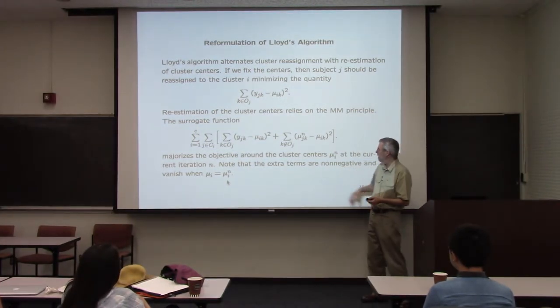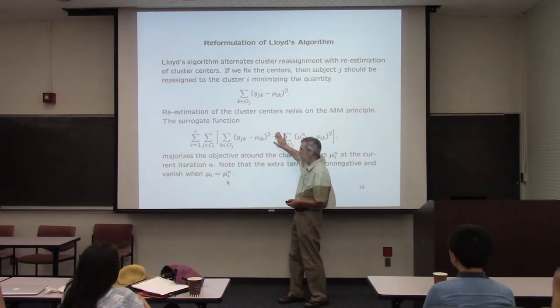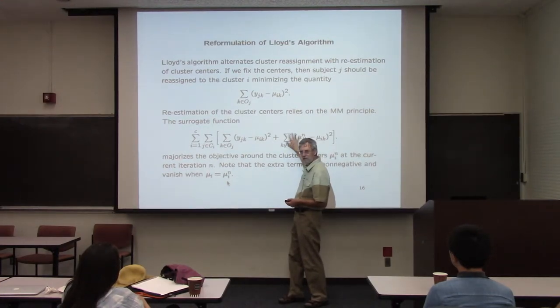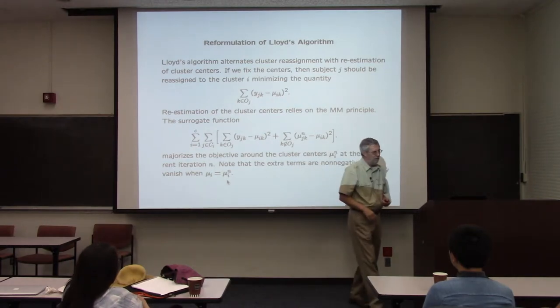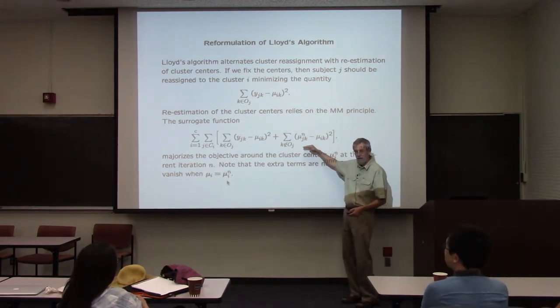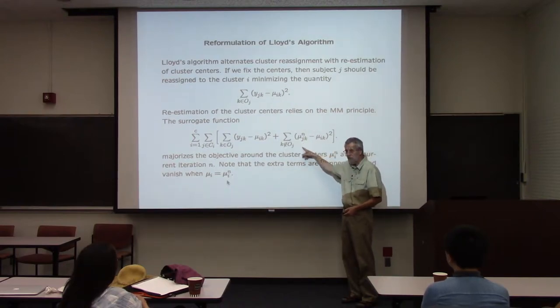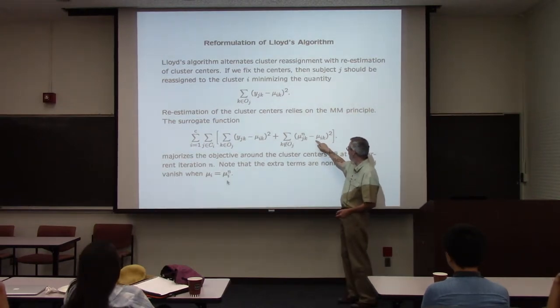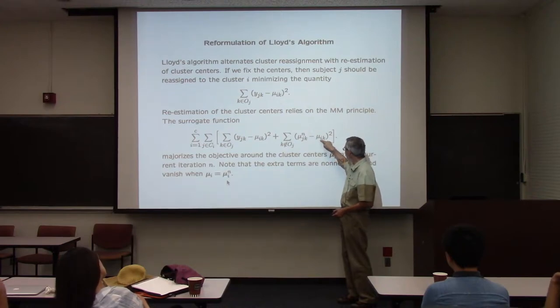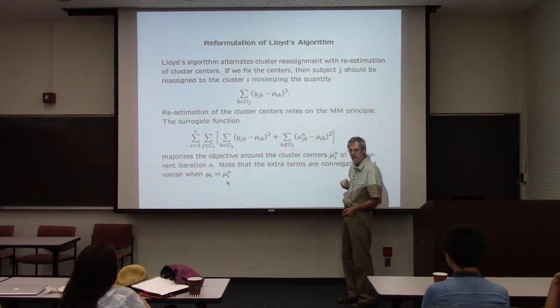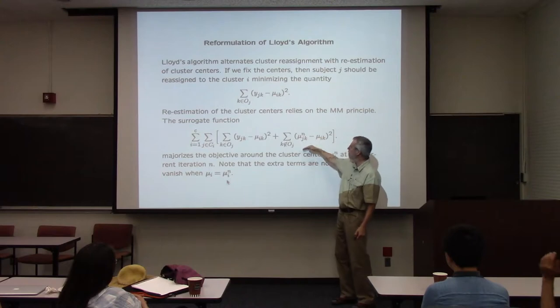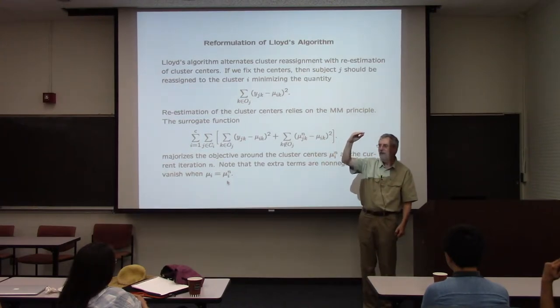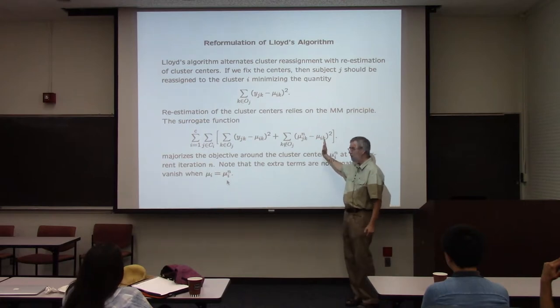So you introduce a surrogate function. The original function was missing this second term here. Now, what does the second term do? The second term majorizes zero. Now, what does that mean? It means all the terms are non-negative because they're squares. And at the current iteration, if I take mu equal to mu n, all these terms equal zero. So I have a function which falls above the original objective function and equals it at the current cluster center.